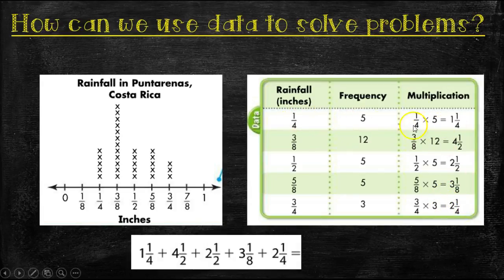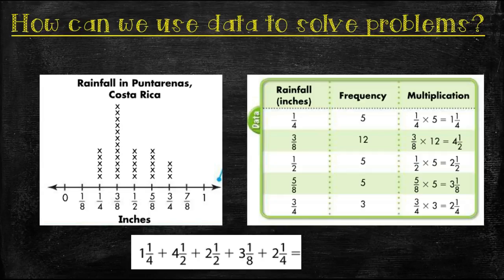So we would solve 1/4 times 5, which is 1 1/4. Then we're going to write it down here. Then we would do 3/8 times 12, and that equals 4 1/2. So we're going to add that down here. 1/2 times 5 equals 2 1/2. Write that down here. 5/8 times 5 equals 3 1/8. We'll write that down there. So what is our last one? 3/4 times 3, well, that equals 2 1/4.